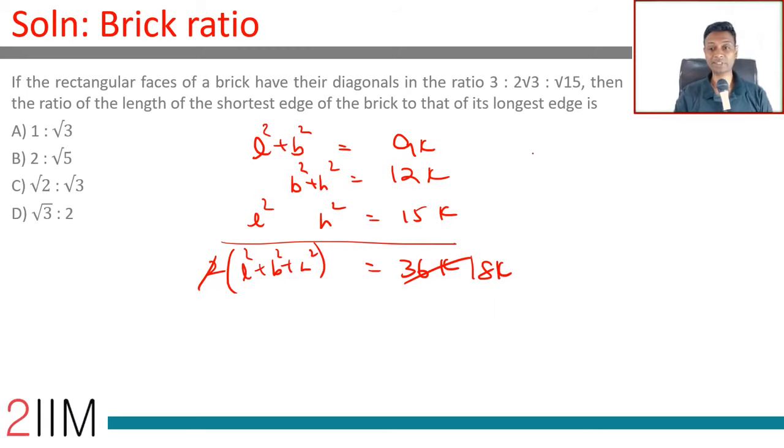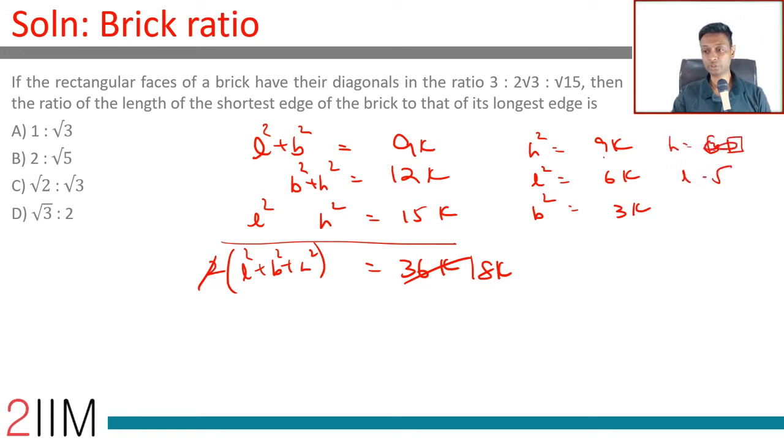L square plus B square is 9k. H square is 9k. B square plus H square is 12k. L square is 18 minus 12, 6k. B square, 18 minus 15, 3k. The longest is this. So H will be 3 times root k, L would be root 6 times root k, B would be root 3 times root k.